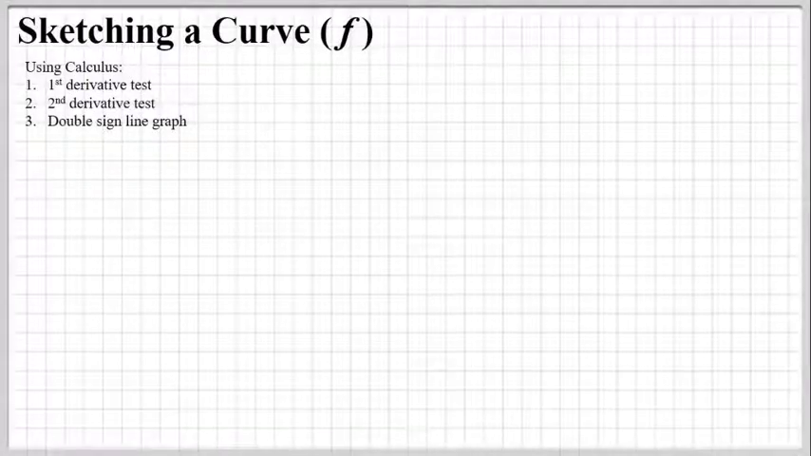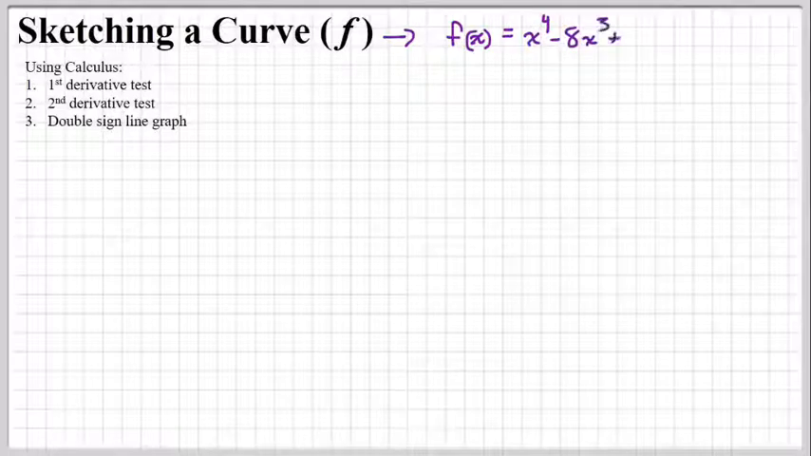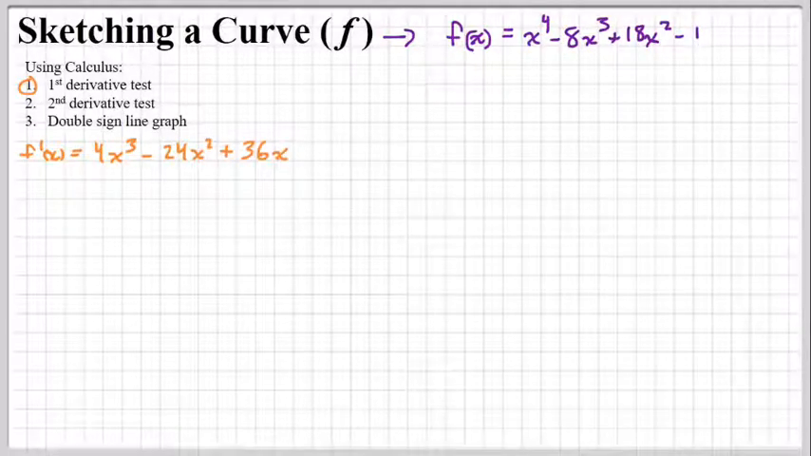Scratching curves. All right, so this curve that we're going to sketch right here is x to the fourth minus 8x to the third plus 18x squared minus 1. And here we have our first derivative. So we're going to do the first derivative test because we're using calculus to sketch this down.